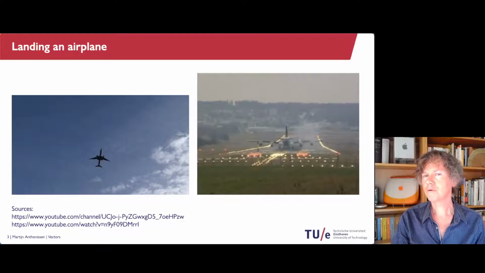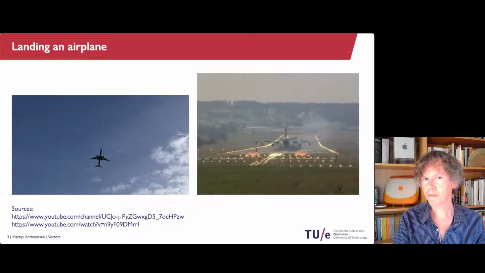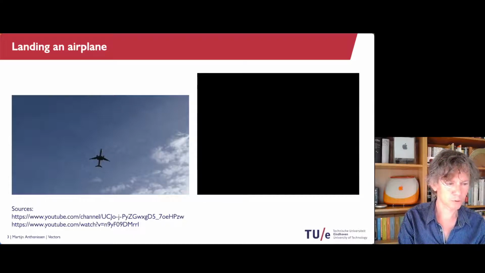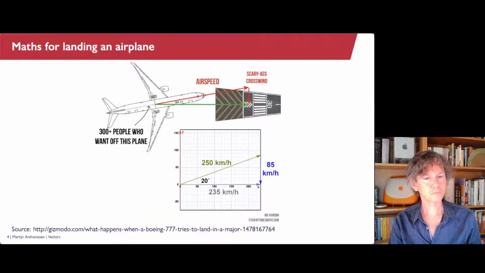So how can you describe this mathematically? As you can see, the direction here is very important. Basically you have the landing strip here in this direction. The airplane compensates for the crosswind, and the wind is here. This is not my picture, I took that from a website.